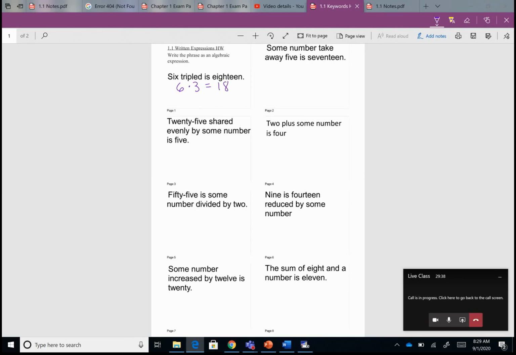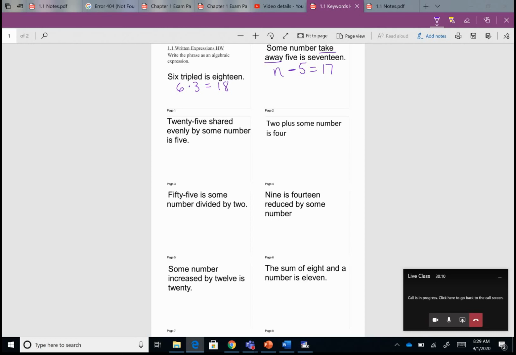Our next one, some number, take away 5 is 17. For some number, a lot of you have been using n, I've seen x, I've seen z, lots of different variables. Take away, if we need to look on our foldable, means we're going to subtract. So we're going to subtract 5, is means equals, and we have our 17. Looking good, guys, so far so good.